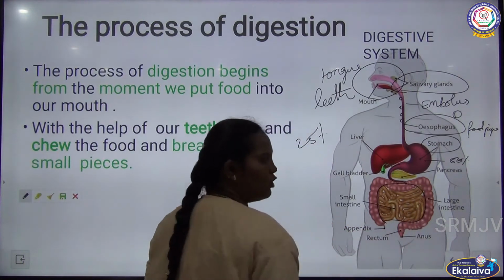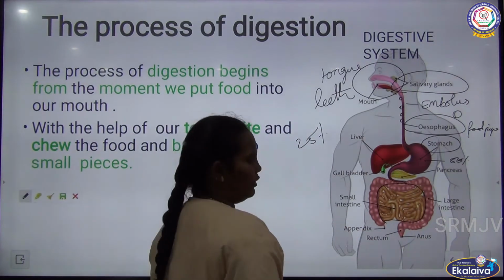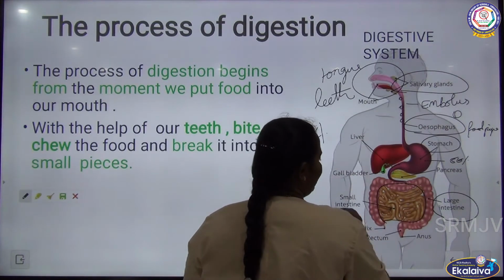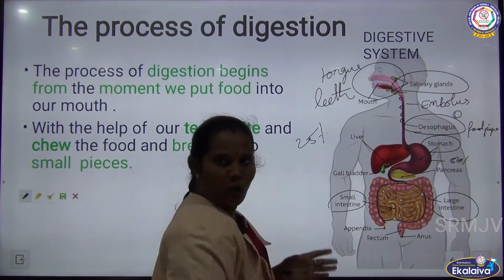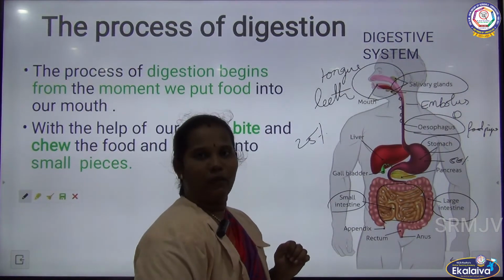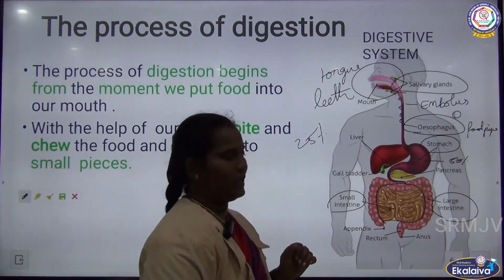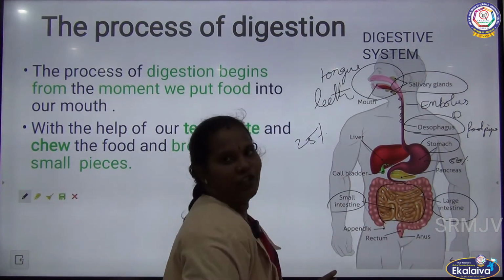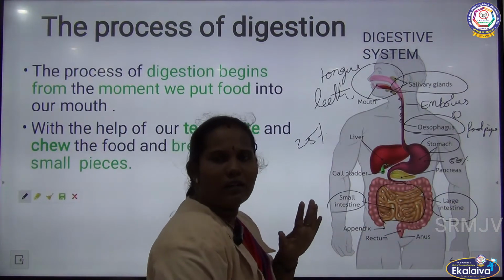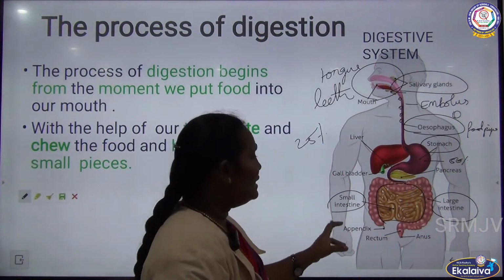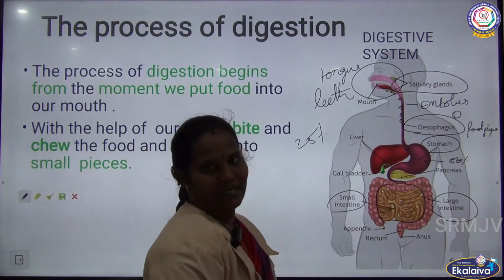We can see here, this is called the small intestine. So food entered the small intestine. When food enters the small intestine, it is in liquid form. After that the small intestine absorbs all the nutrition. What nutrition is present in our food? All the nutrients are absorbed by the cell wall of the small intestine.